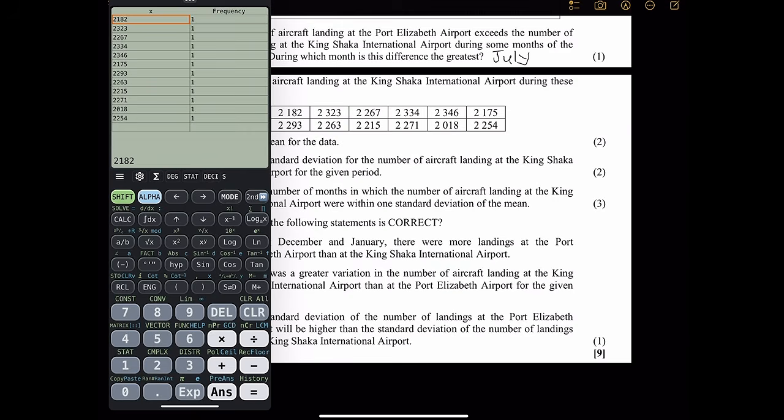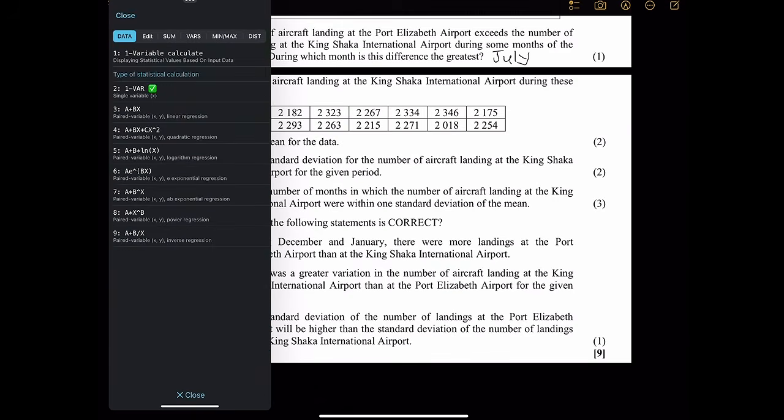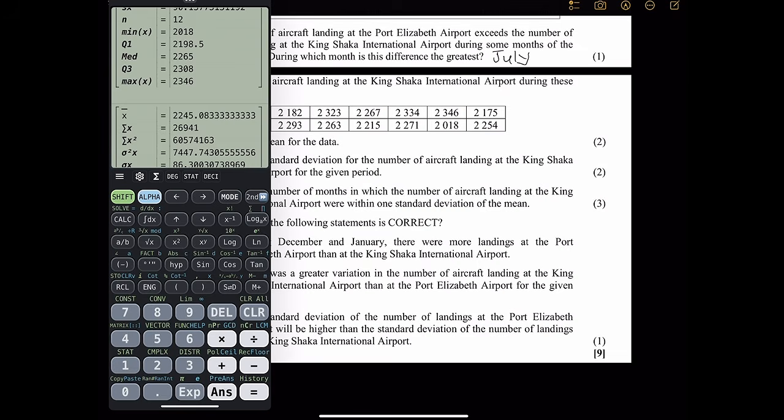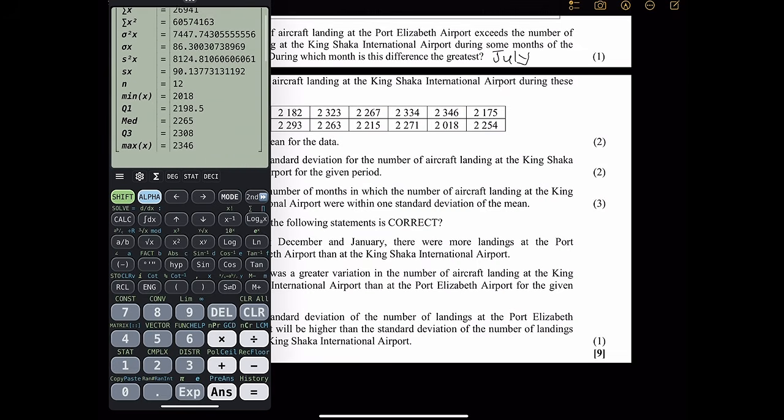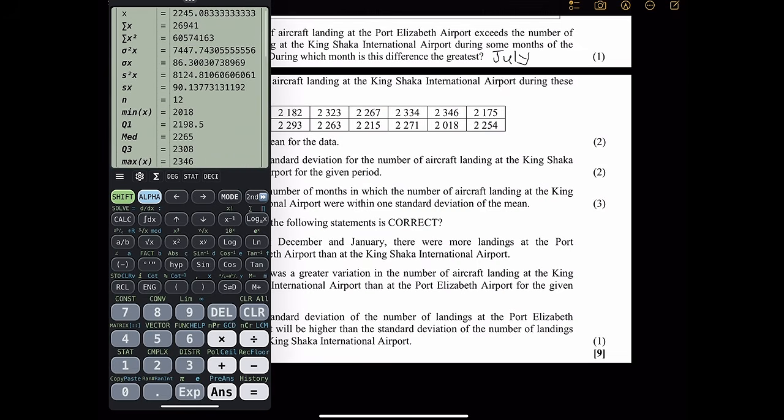That's exactly what I'm going to do here now. Shift and then I go to stat, and I say one variable calculation. So there it gives me my mean, but it also gives me my variance there.